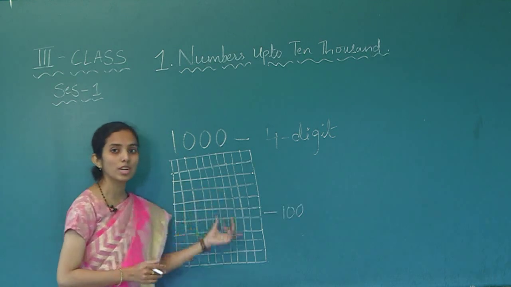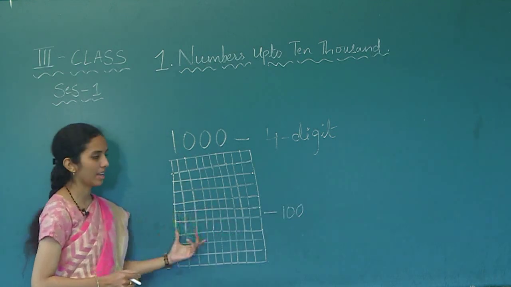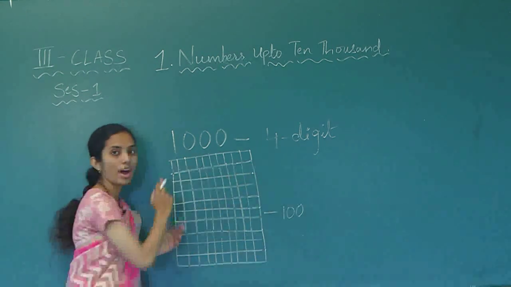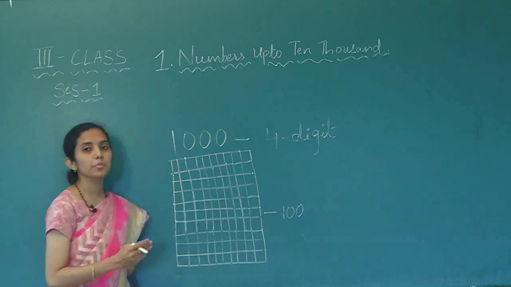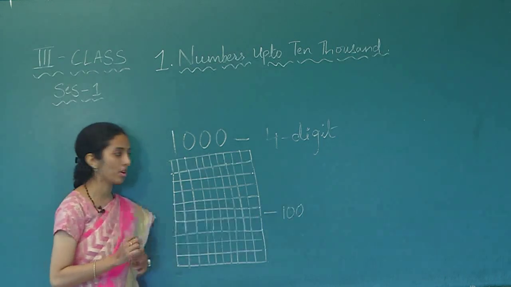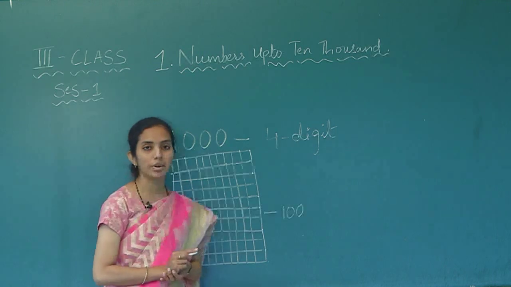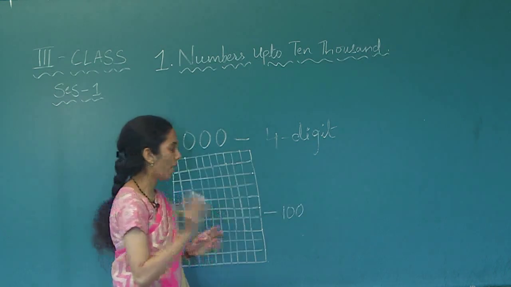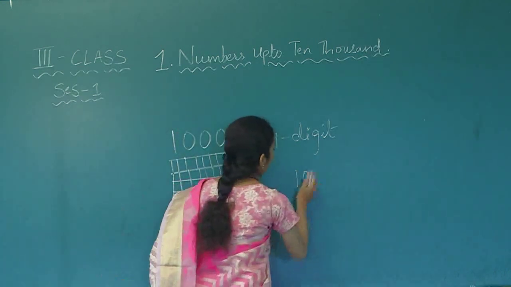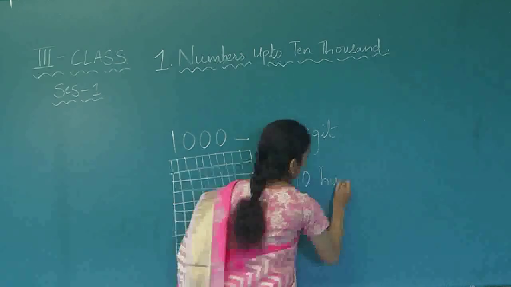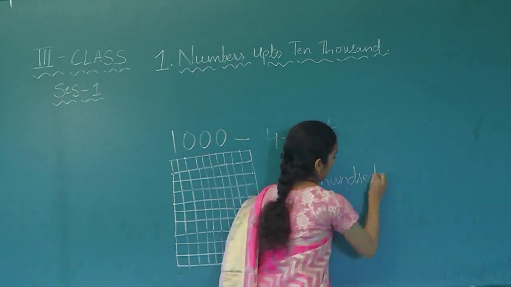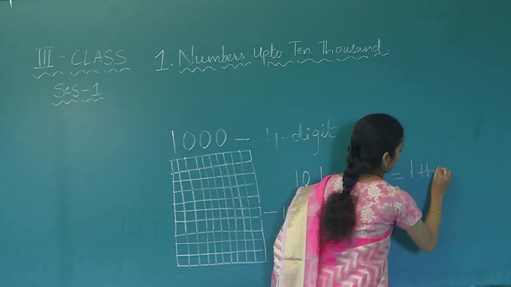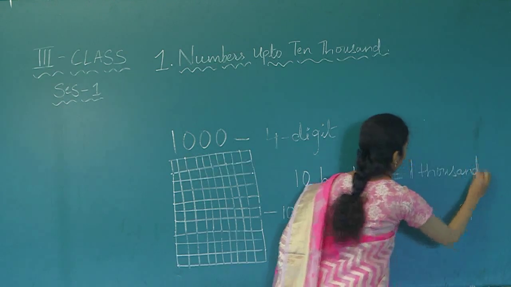So how do we get 1000 then? 1000 also in the same manner. If we take 10 slides as such of 100, then it becomes 1000. So what is a 1000? A 1000 is nothing but 10 hundreds. 10 hundreds is equal to 1000.